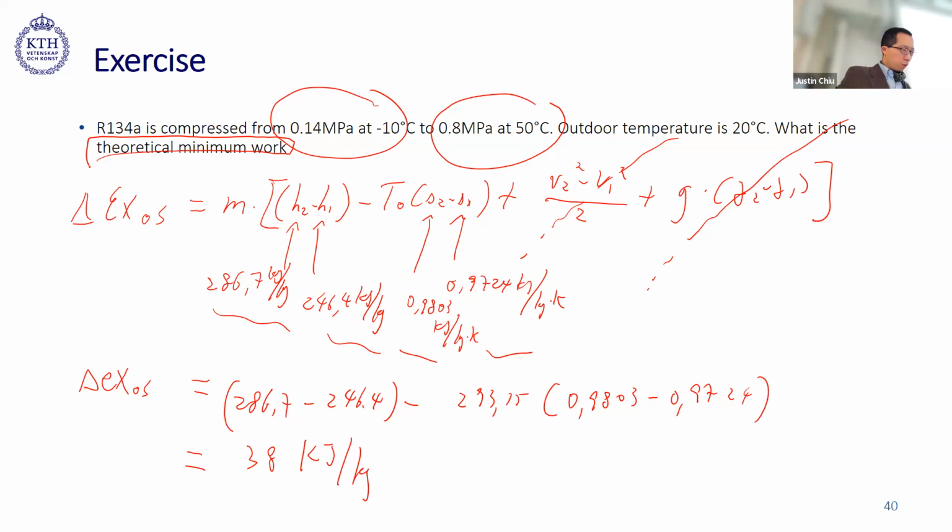And then I think before we end today, we still have 6 minutes, so we can go for one more exercise. Any questions so far? It's a direct application, right, of your equations.